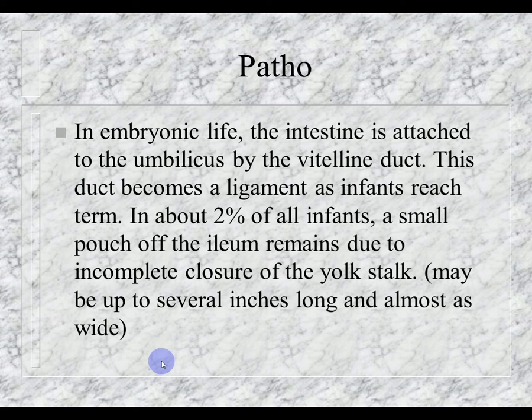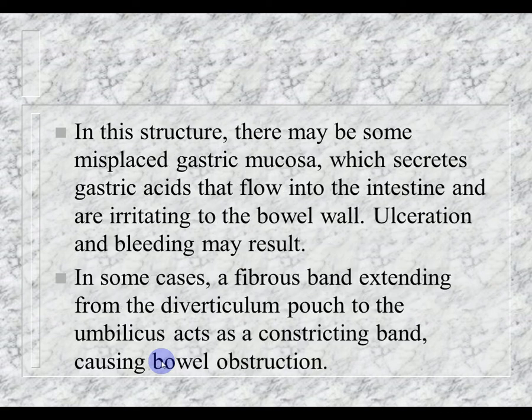But in about 2% of all your infants, a small pouch off that ileum remains due to incomplete closure. And it can be several inches long and almost as wide, anywhere from 2 to 4 inches long and 2 to 4 inches wide. But what's going to happen in that structure, some of that displaced gastric mucosa is going to get in there. And, of course, then you get gastric acids, and then that's going to overflow into the intestines. And what's going to happen is going to irritate that bowel wall and cause ulceration and bleeding. In a few cases, it can also cause a fibrous band that extends from that diverticulum, and then you're going to be talking about problems with obstruction as well.